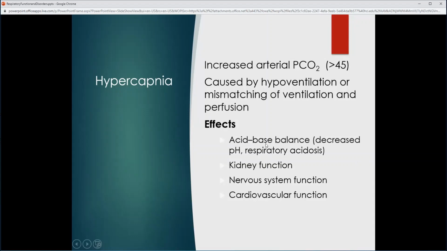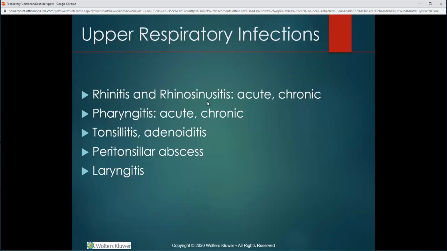But what is it going to affect? It's going to affect my acid-base balance. It's going to affect my kidneys, right? Because now if I'm in respiratory acidosis, my kidneys have to work harder to retain bicarb. My nervous system, same stuff I just talked about. And then the cardiovascular function, it's going to cause me to be confused. It's going to cause my heart to have to work harder.